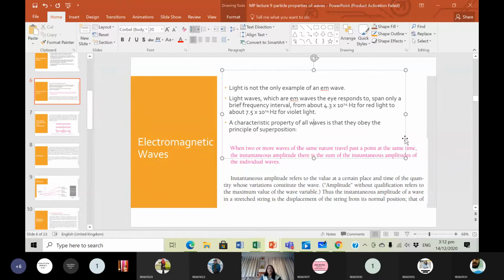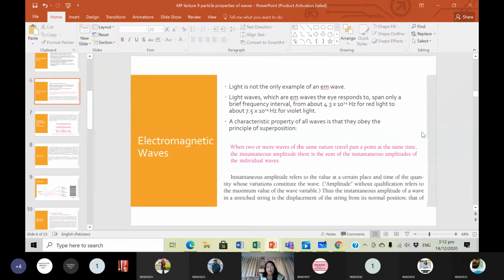Okay? So we know that light is not the only one of the electromagnetic waves, right? We know that there's ultraviolet light, there's gamma rays, X-rays. We know that there's infrared radiation and all the other types of radio waves, microwaves, etc. So those are all part of the electromagnetic spectrum. So we know that a characteristic property of all waves is that they obey the principle of superposition.